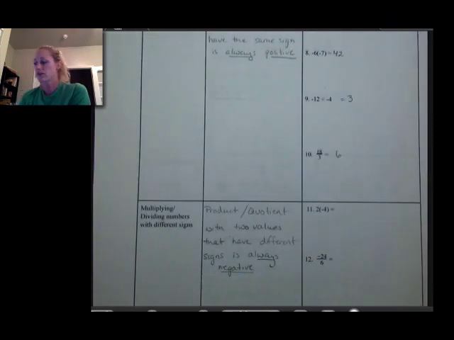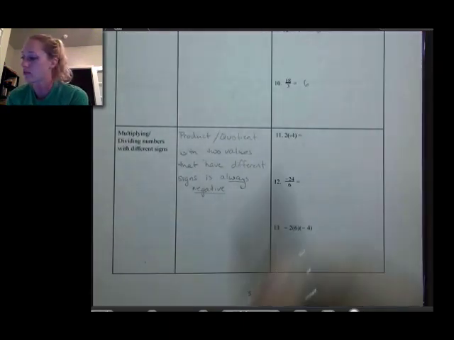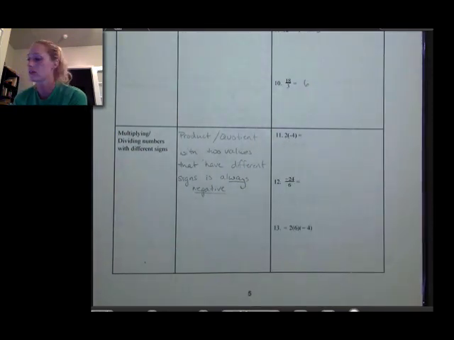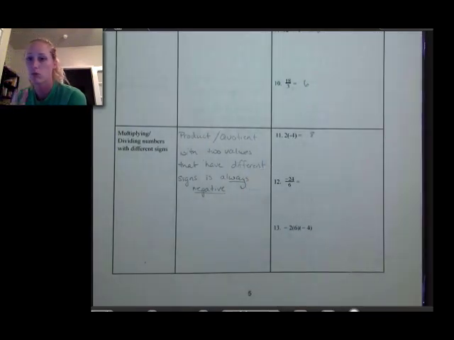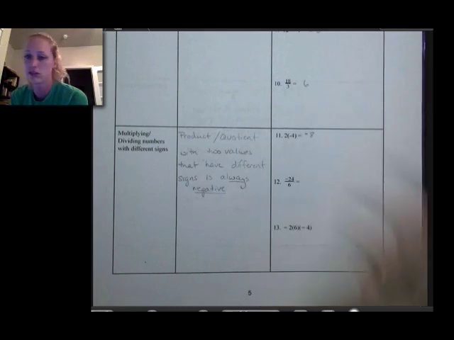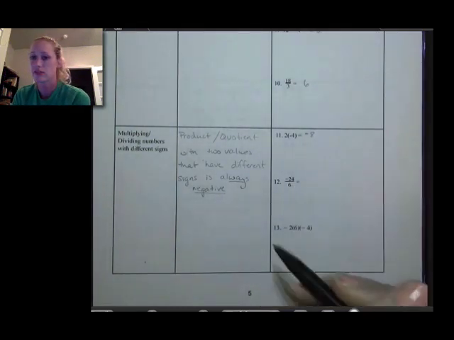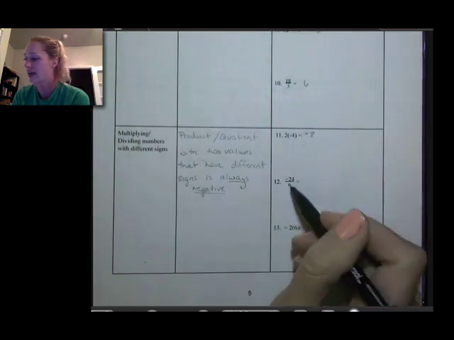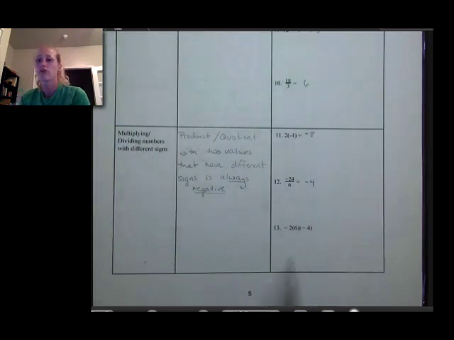Now when I'm finding the product or quotient and I have different signs, so a positive times a negative or a negative divided by a positive, my answer is going to be negative. I like to just think about it without the sign. So in this case, I think in my head 2 times 4. 2 times 4 is 8, but I have one negative, so it's going to be negative 8. Same thing here. 24 divided by 6 is 4, but I have different signs, so it's going to be negative 4.